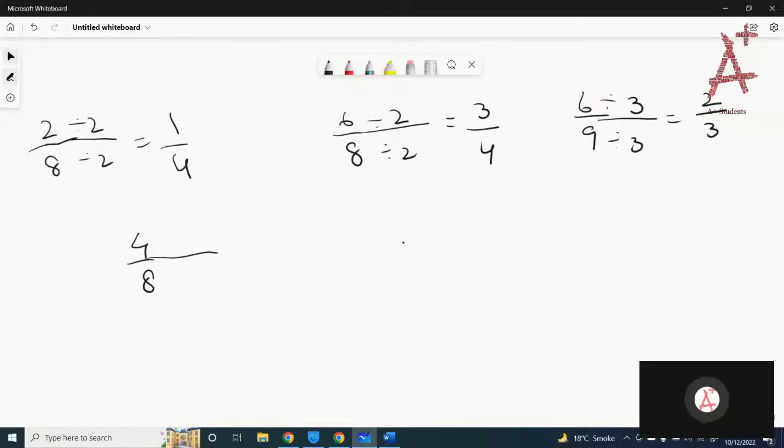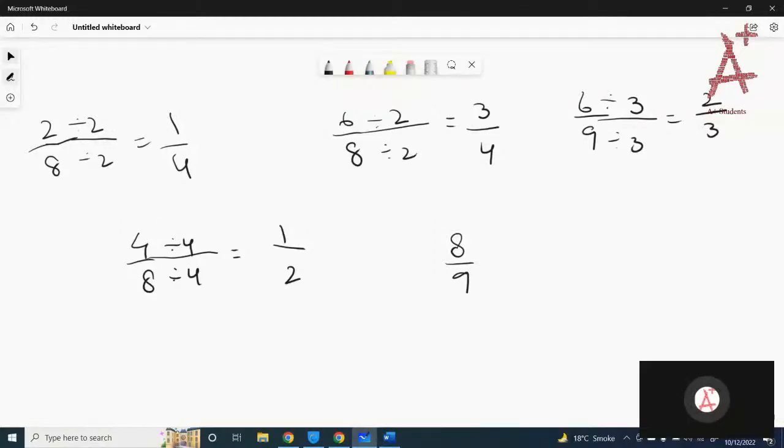So 4 by 8, the highest number that can divide both the numbers is 4. Just divide them by 4. 4 divided by 4 is 1 and 8 divided by 4 is 2. So it would be 1 by 2. So the lowest term is 1 by 2. Got it?